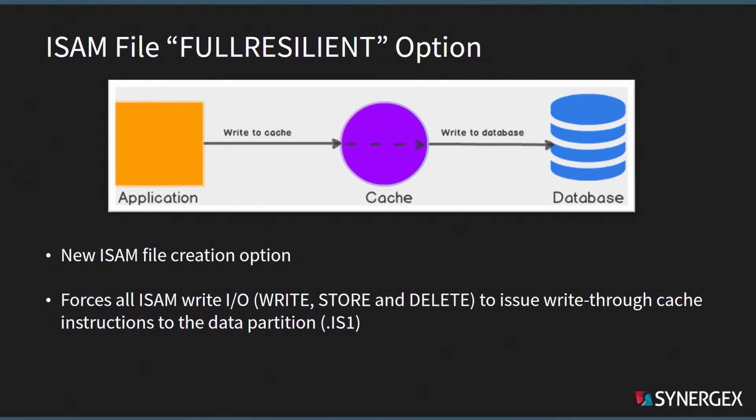There'll be a new full resilient option. If you turn on full resilient, you'll get resilient, but it will also be that we will ensure that all write I/O operations, so write, stores, and deletes, will be written in a write-through cache mechanism. So for the data partition, we will flush all data file changes directly through to the disk through any write-through caches.